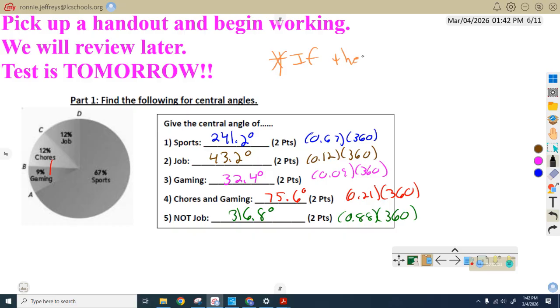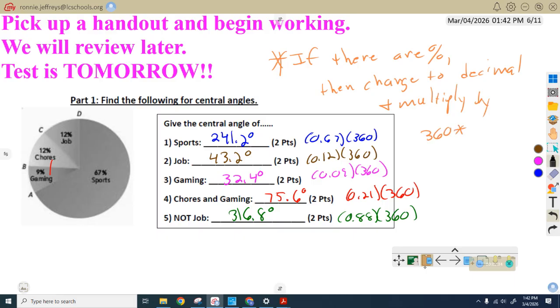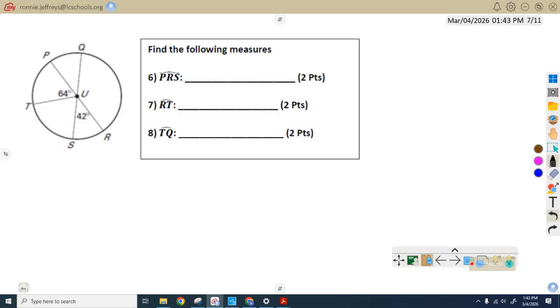Alright, so if I was making an orange sheet, I'd put the percent, then change to decimal and multiply by 360. Alright, so moving on. Again, orange sheet, I would follow order.